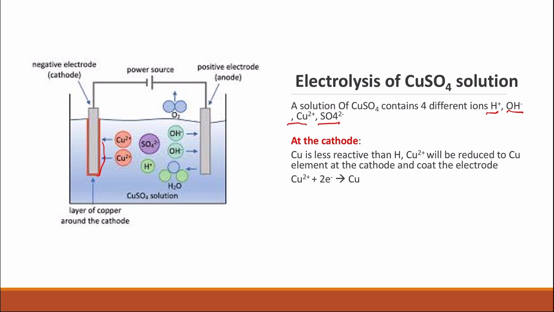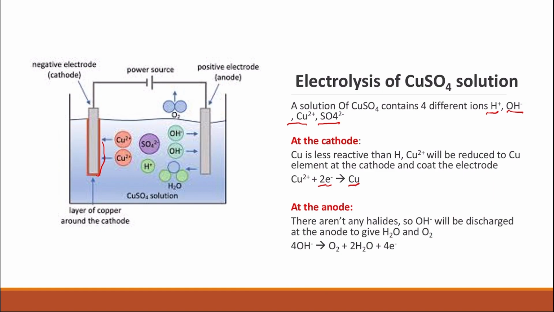So this is the cathode, and copper will coat the cathode. The half ionic equation will be copper 2 plus plus 2 electrons gives you the elemental copper. At the anode, there aren't any halides, we have the sulfate and we have the hydroxide. So the hydroxide will have the priority now. It's the one that's going to be oxidized at the anode, and the hydroxide will be oxidized to give you water and oxygen. Four hydroxide ions will give you oxygen plus water plus 4 electrons. And this is how the electrolysis of copper sulfate will happen.